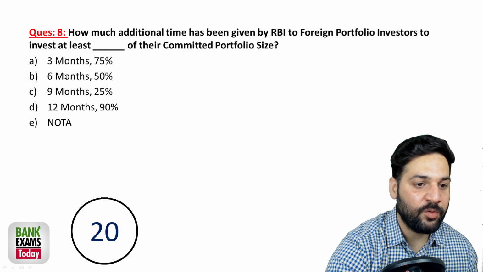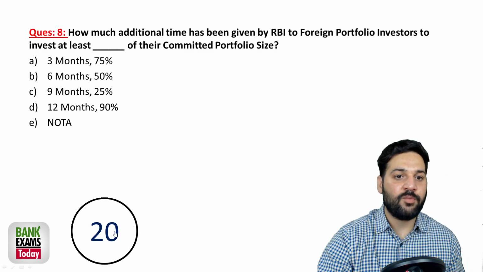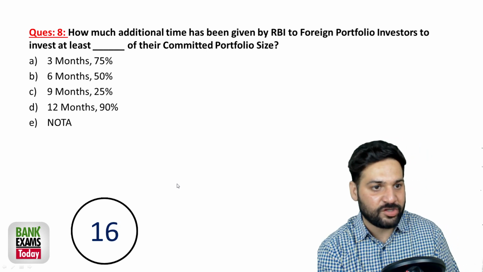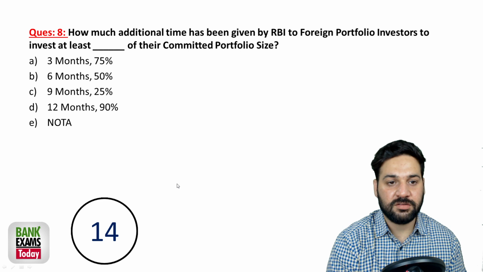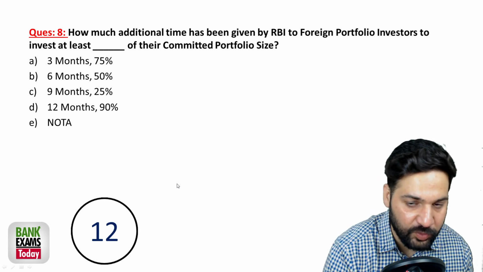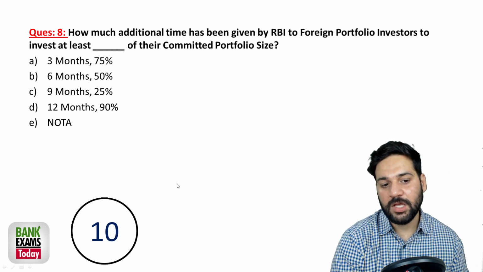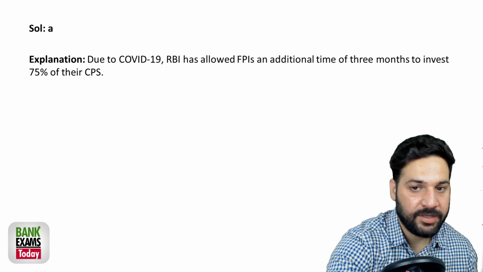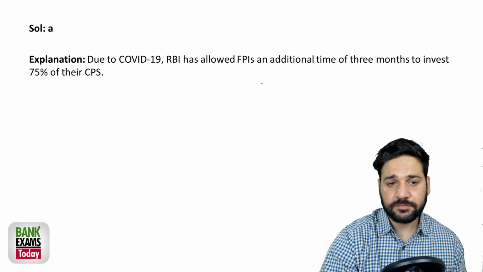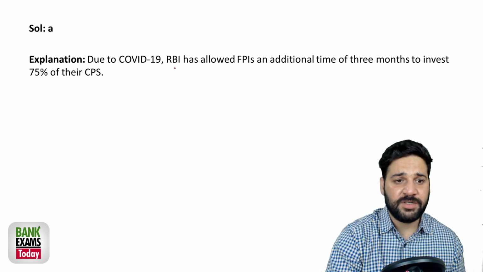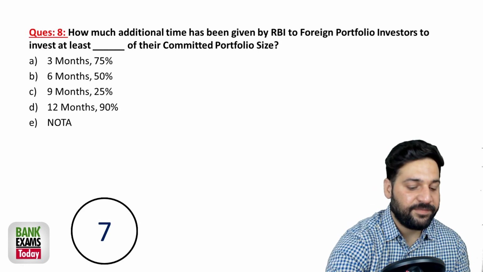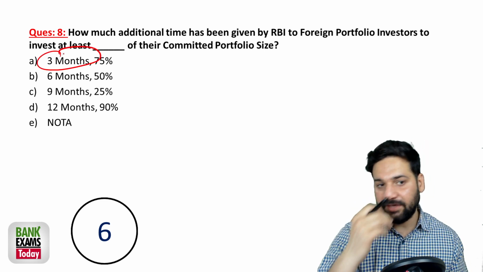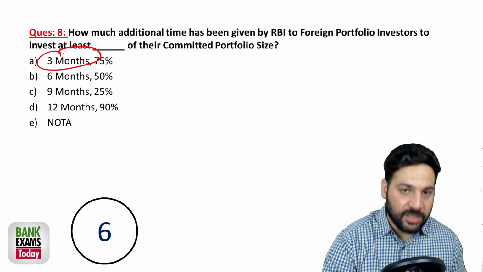Okay. Let's move forward to question number 8. How much additional time has been given by RBI to foreign portfolio investors to invest at least how much of their committed portfolio size? So very important. You should actually come here. So FPI, the quota that has been allotted to them. The 75%, how much additional time? 3 months additional have been given to invest 75% of their committed portfolio size.